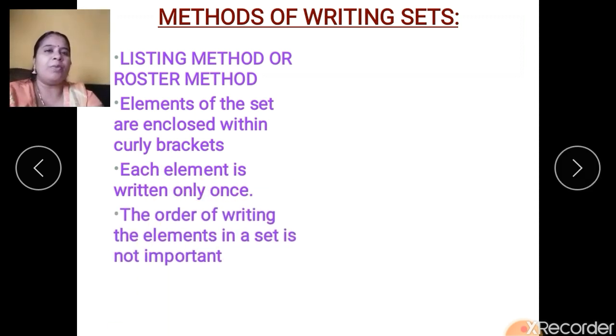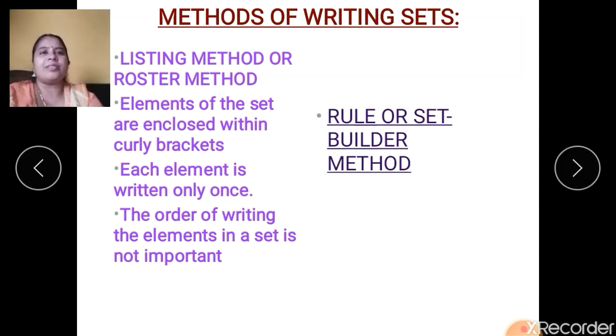The third important point: the order of writing the elements in a set is not important. Now I have given you an example of madam, right? In that I told you how to write the elements: M, comma, A, comma, D. That can be written in any way. The order in which it is written is not important. It can be written as D, comma, A, comma, M. In whichever way, care should be taken that elements are not repeated.